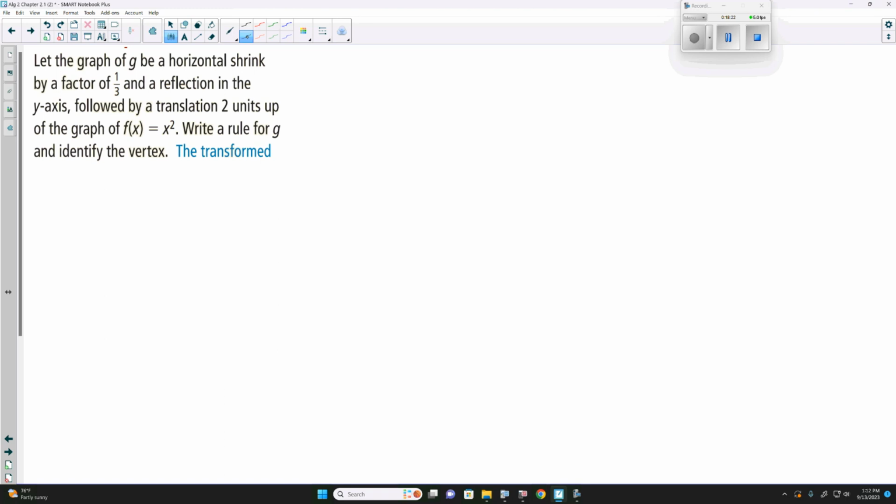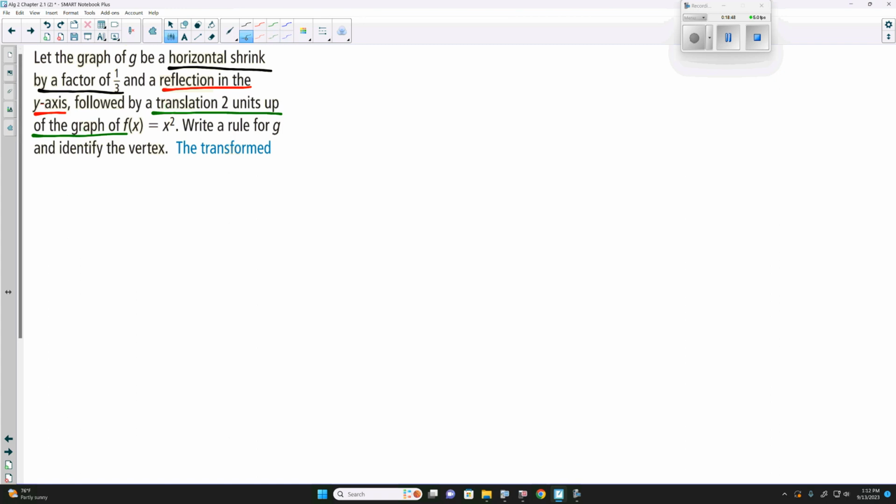So let the graph of g be a horizontal shrink by a factor of 1/3 and a reflection in the y-axis followed by a translation of 2 units up. So again, we're going to do them in the order that they told us. We're going to do the horizontal shrink by a factor of 1/3 first, a reflection in the y-axis second, and then a translation of 2 units up of the graph last.